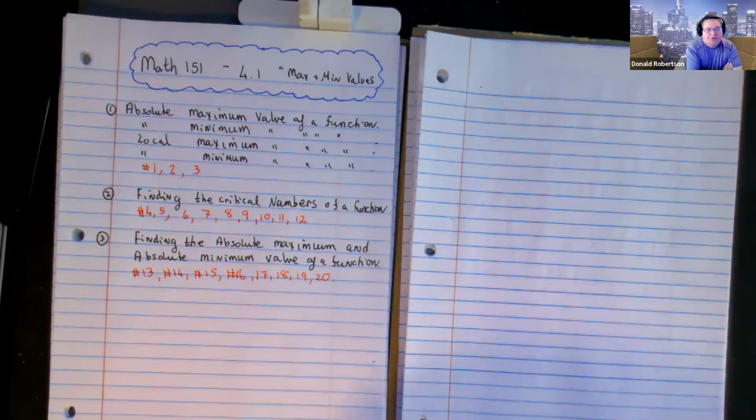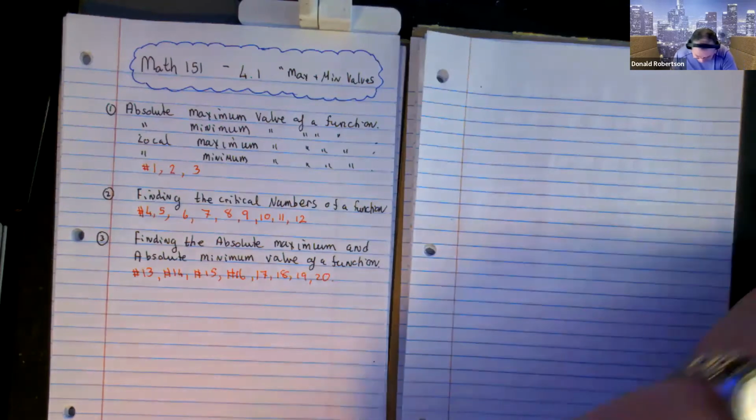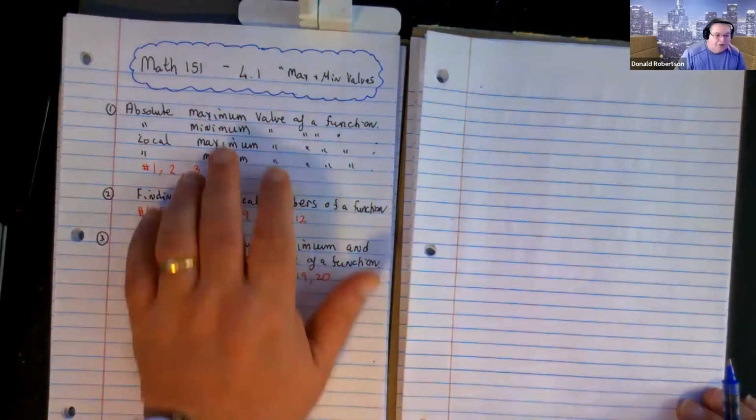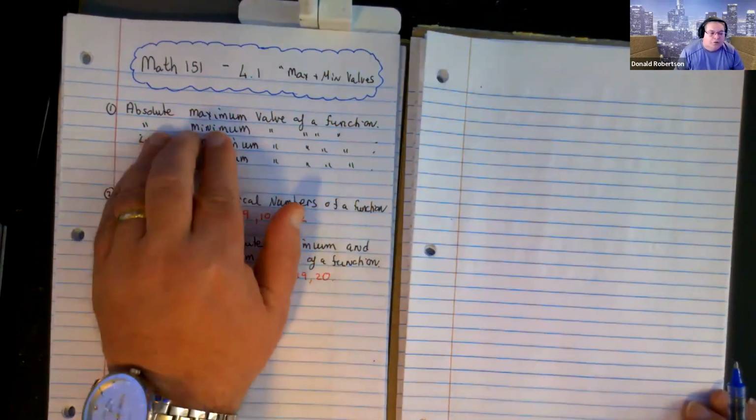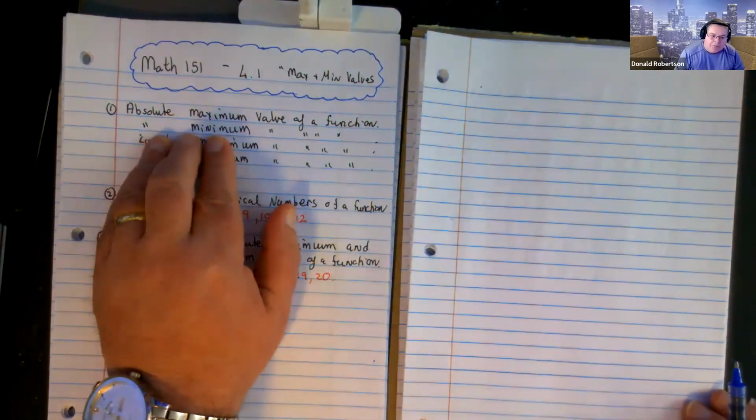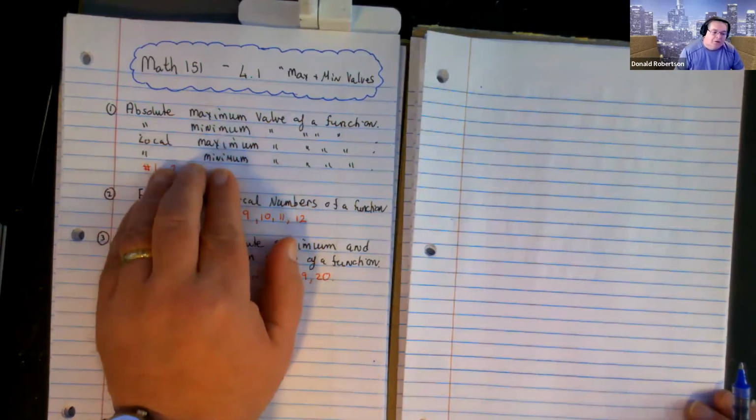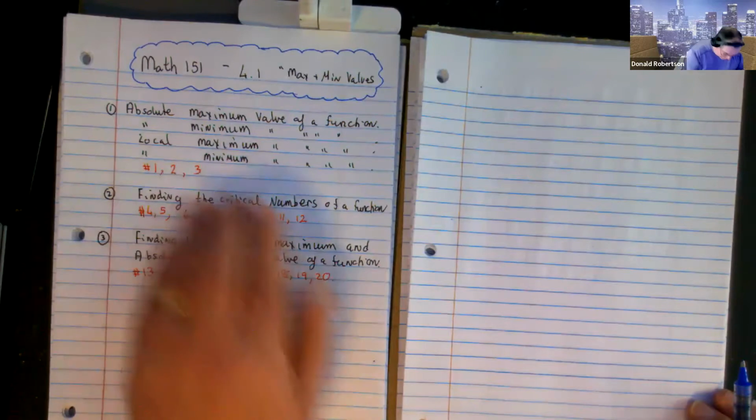And this particular use of derivatives is to help you find what's called the maximum and minimum value of a function. And there are, in fact, different kinds of maximum and minimum. There's one called absolute maximum and minimum of a function, and there are others that are called local maximum and minimum of a function.